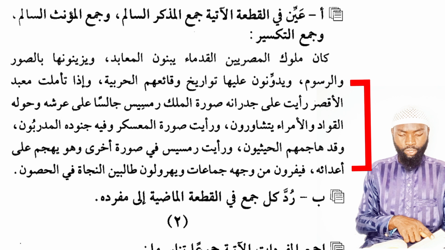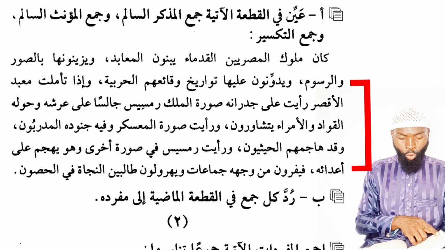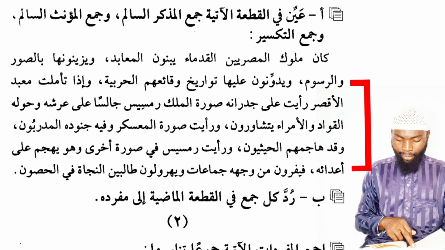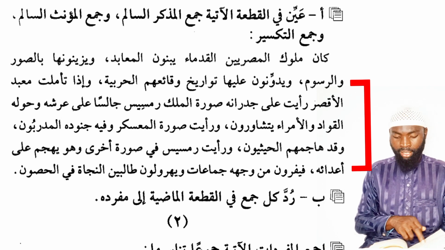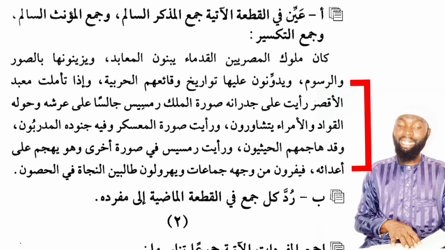You also see Ramses in another picture, while he was attacking his enemies. A'da is jam'u taksir. You will see them running from his face in groups. So jama'at is jam'u mu'annath salim.